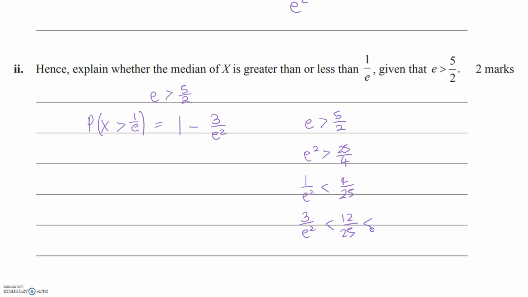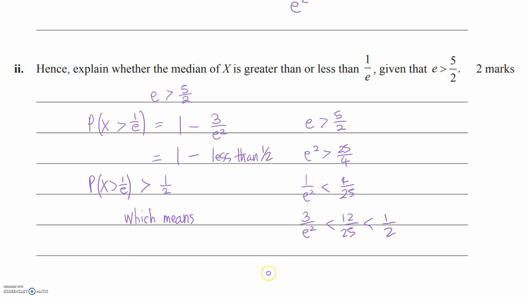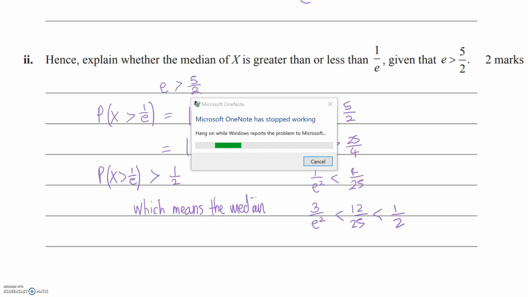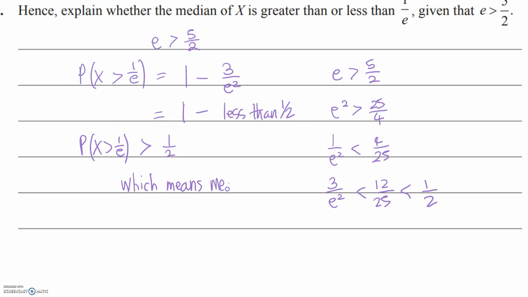Now 12 on 25 itself is less than a half, which means we've got 1 take away something that is less than a half, which means actually this is greater than a half. So we know that p of x greater than 1 on e is greater than a half. The median must be greater than 1 on e.